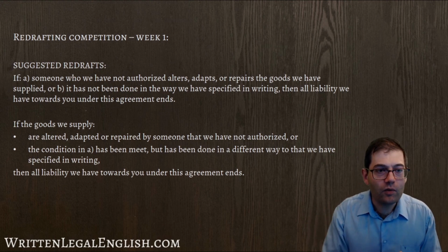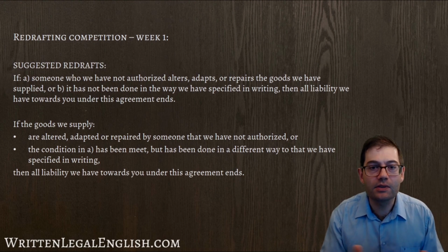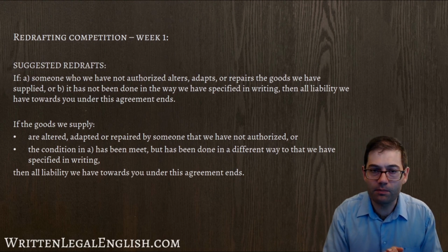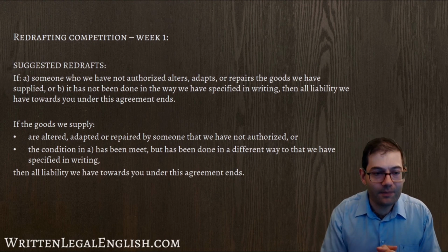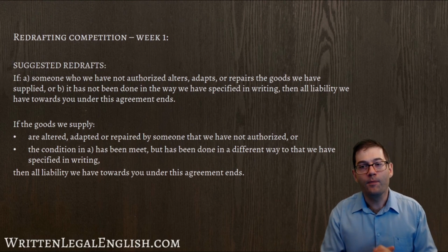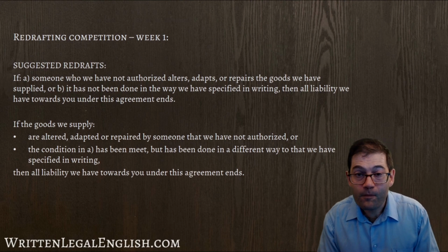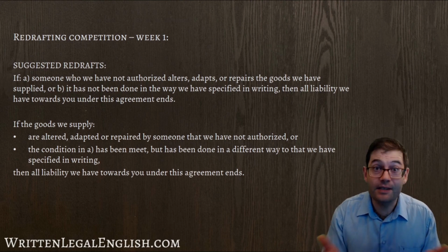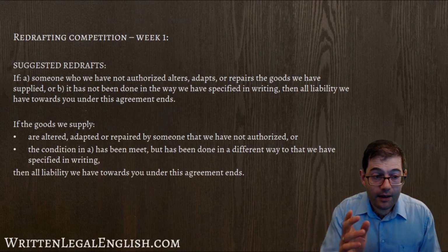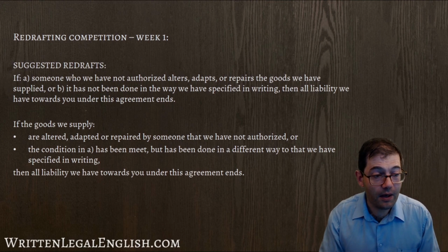If A, someone who we have not authorized alters, adapts or repairs the goods we have supplied, or B, it has not been done in the way we have specified in writing, then all liability we have towards you under this agreement ends. It's easier to read, easier to understand.